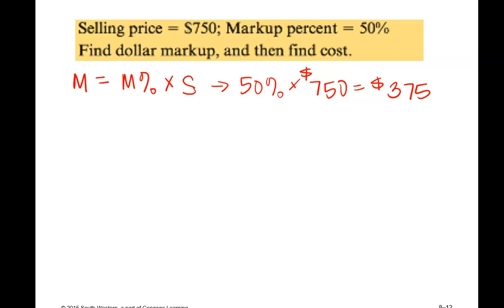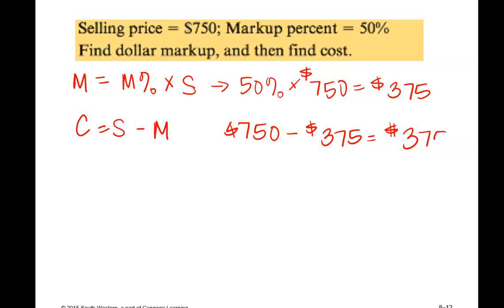Now that we have the markup amount, we can calculate the cost. And so your cost, or C, is your selling price minus the markup amount. Okay, so that is $750 minus the markup amount of $375, and this gives me a cost of $375. So in this instance, the dollar markup and the cost were both $375.